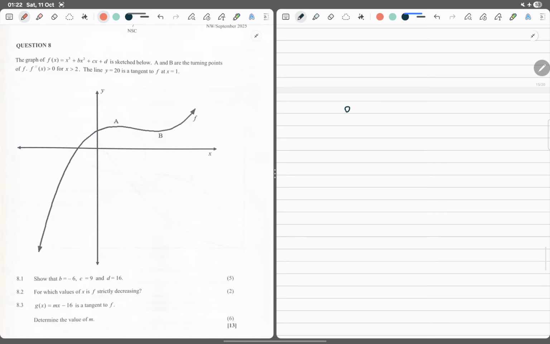So this is question 8. Right. Question 8 says, the graph of f is x cubed plus bx squared plus cx plus d is sketched below. And we can see there's only one real root here. So what does that mean? It means our quadratic factor, perhaps this portion, if we think about it somewhat. But of course, it's not exactly directly what we see there, but it means our quadratic factor there has irrational roots, okay?